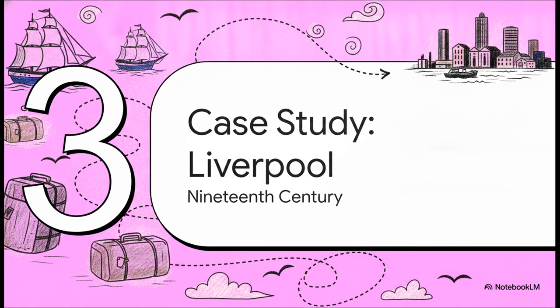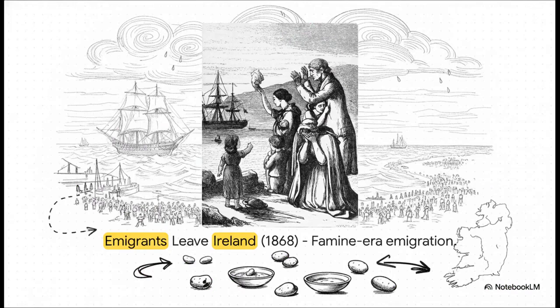All right, Section 3, our first major case study. Liverpool in the 19th century, the single most important gateway for Irish migration into Britain. And Henry Doyle's 1868 engraving, Emigrants Leave Ireland, brilliantly illustrates the sheer human tragedy and the scale of the arrivals we're discussing. Just look at the reality here.